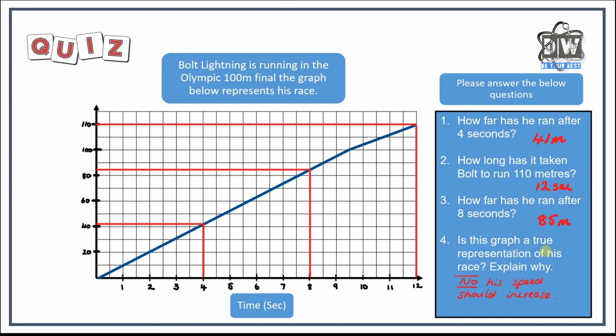And is the graph a true representation of this race? Explain why. The answer is no. His speed should increase. So we can see here, he started in his blocks. He's going to build up speed to start, isn't he? He's not going to run at the same speed from the start to the end. If he was doing that, he'd need a running start. So this is not a good representation of his race.